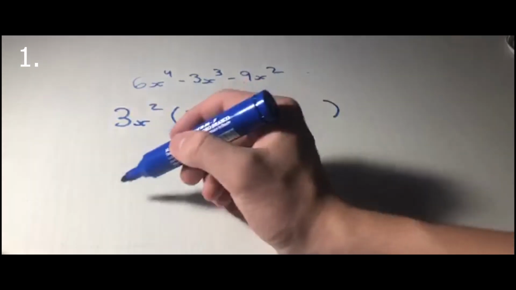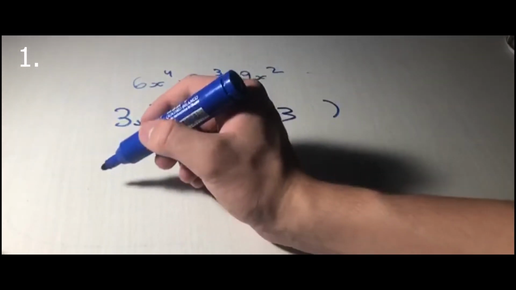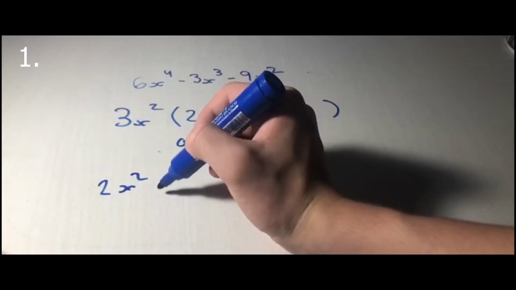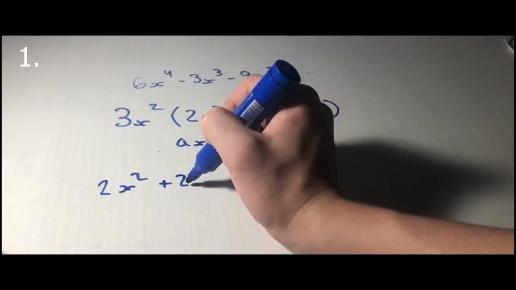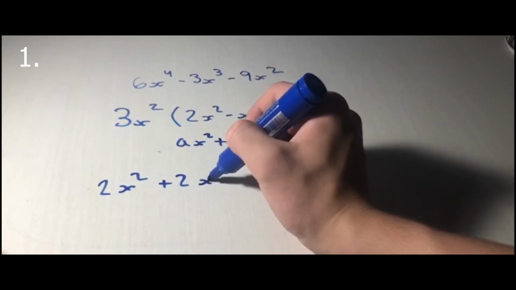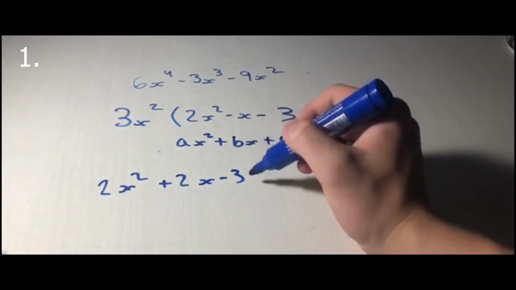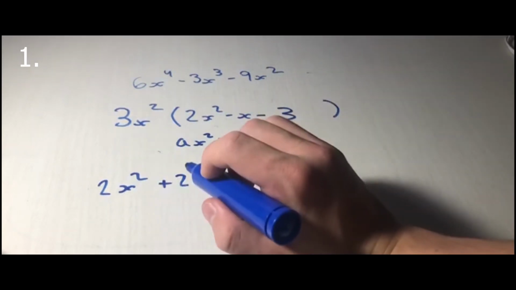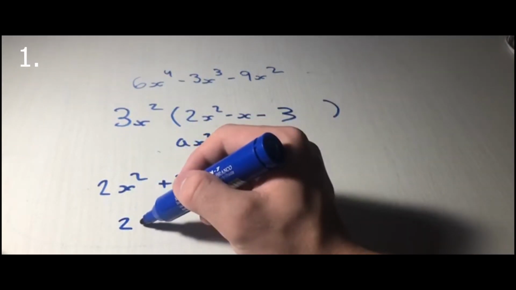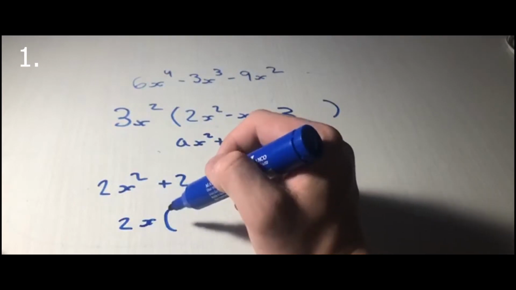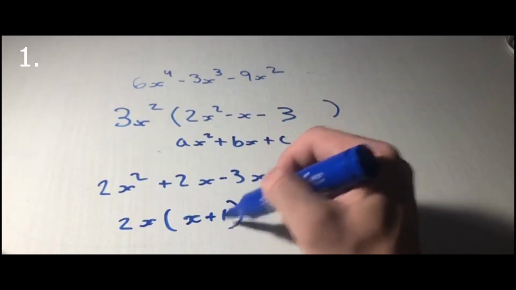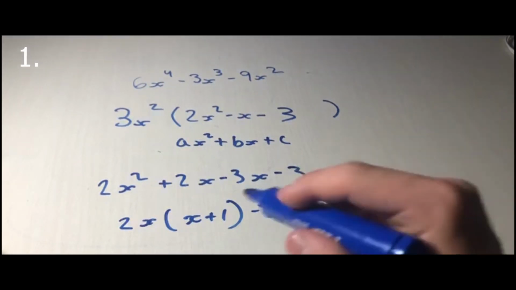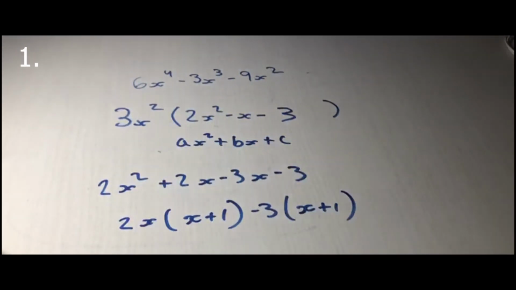So the answer for this formula is 2x squared plus 2x minus 3x minus 3. And solving this, it would be 2x from the outside, open the parentheses, x plus 1, and negative 3, open parentheses, x plus 1. Remembering that the parentheses need to be equal to the equation work.